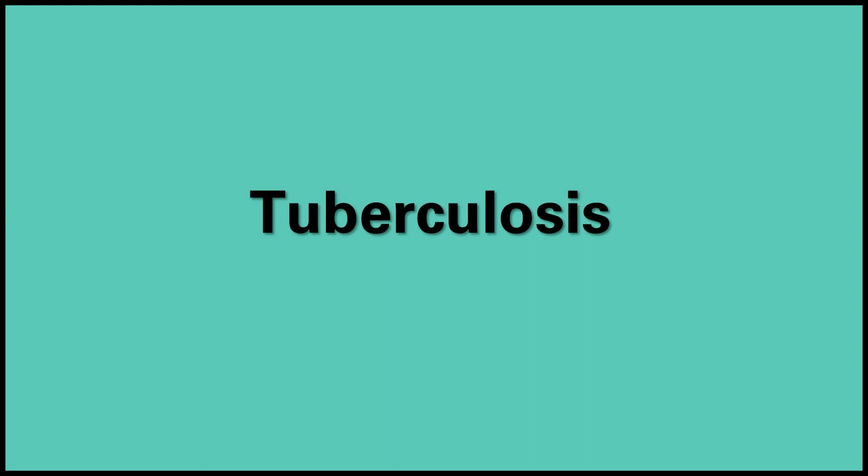Isoniazid can cause peripheral neuropathy and sideroblastic anemia, which can be prevented by giving vitamin B6. It can also cause hepatitis and drug-induced lupus. Pyrazinamide can cause hepatitis and hyperuricemia. And ethambutol can cause optic neuritis and peripheral neuropathy.